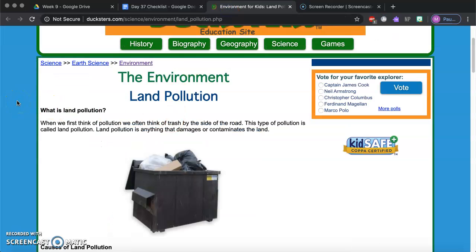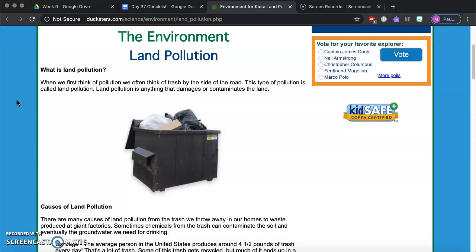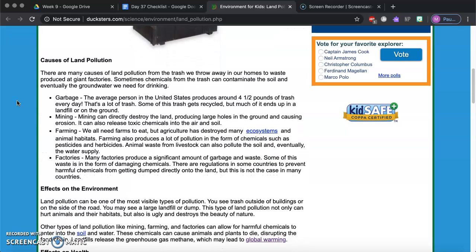So what is land pollution? When we first think of pollution, we often think of trash by the side of the road. This type of pollution is called land pollution. Land pollution is anything that damages or contaminates the land. Causes of land pollution. There are many causes of land pollution, from the trash we throw away in our homes to waste produced at giant factories. Sometimes chemicals from the trash can contaminate the soil and eventually the groundwater we need for drinking.